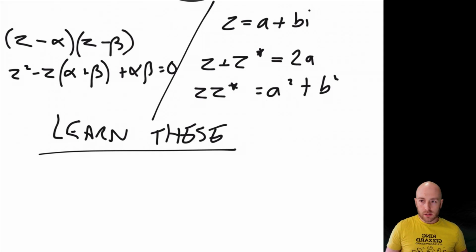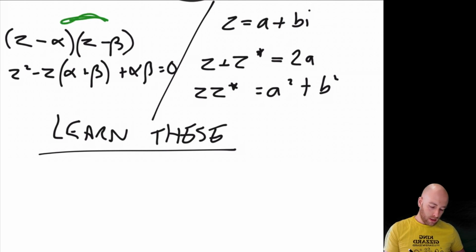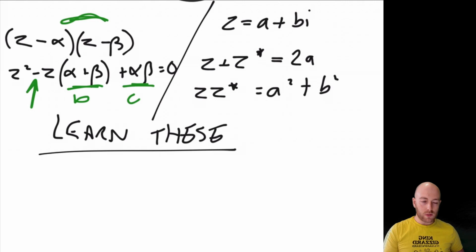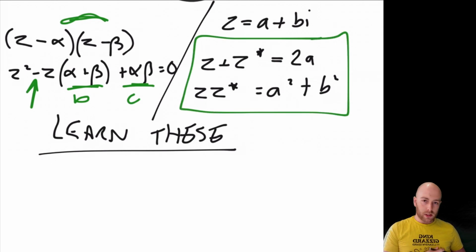You can learn that in a quadratic with complex roots, we've got alpha and beta. Alpha plus beta is your b term, remembering that it's a minus there, that's the only tricky bit of this. And then your c term in the quadratic is there. So if you've got one complex root, you can very quickly find the quadratic. And another thing that's worth learning is these two. These will save you a lot of time. If you've got a complex number, a plus bi, z plus the complex conjugate z is 2a, so it's 2 times the real part.